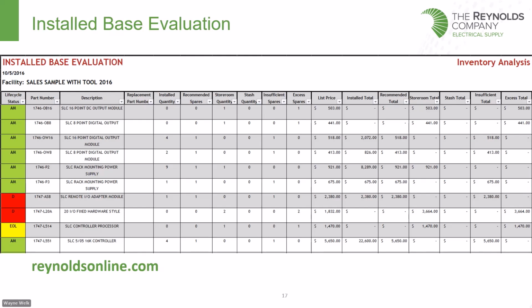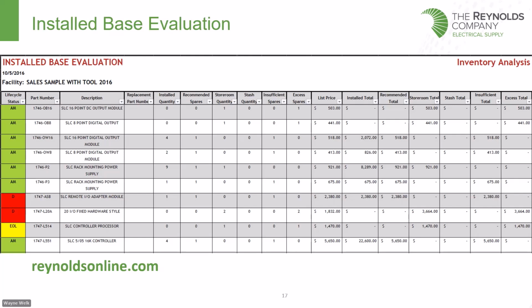So this first report, this is from an actual IBE that Rockwell did with a customer. I believe this is a bakery in Wisconsin. That's the sales sample that they've given us. So you can see we've got on the far left of the screen some color coding on the life cycle of products. So we can filter that really quickly to what is discontinued. Now this doesn't show us where anything is. This is the storeroom report.